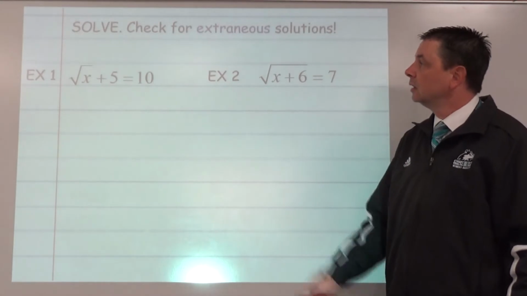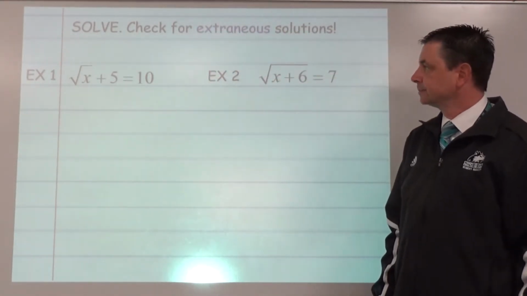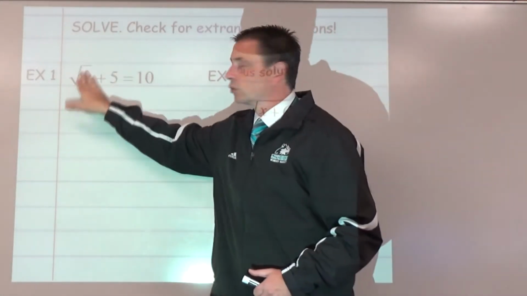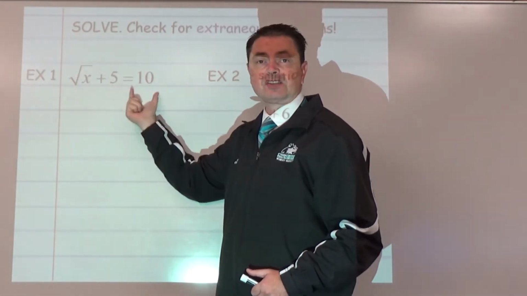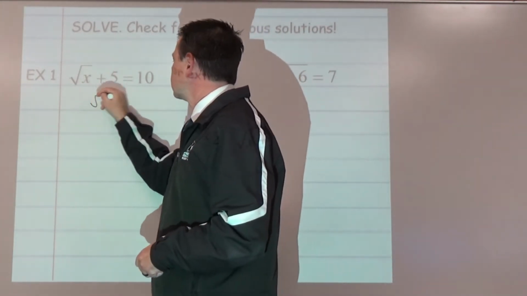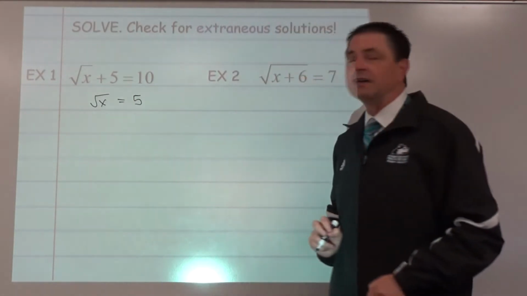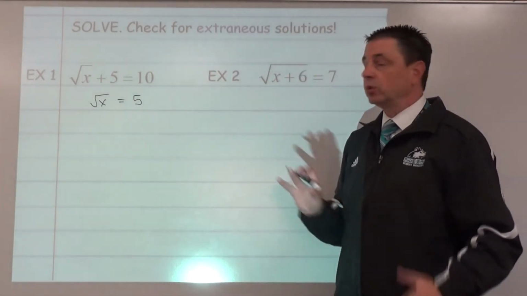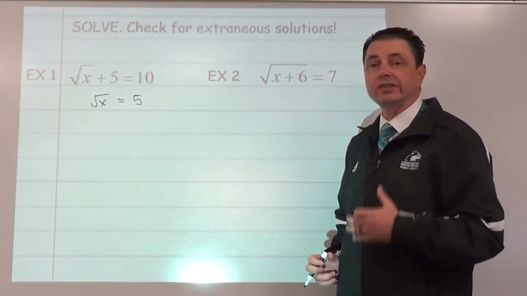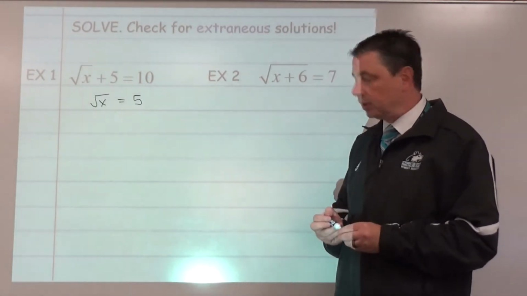Example number 1. We're going to solve and check for extraneous solutions. So we want to isolate the root first. We want to get rid of the plus 5. First step, we're going to subtract 5 on both sides. Square root of x is equal to 10 minus 5, which is 5. So we've isolated the square root. Now we want to use the inverse, which is squaring. So we are going to square both sides.